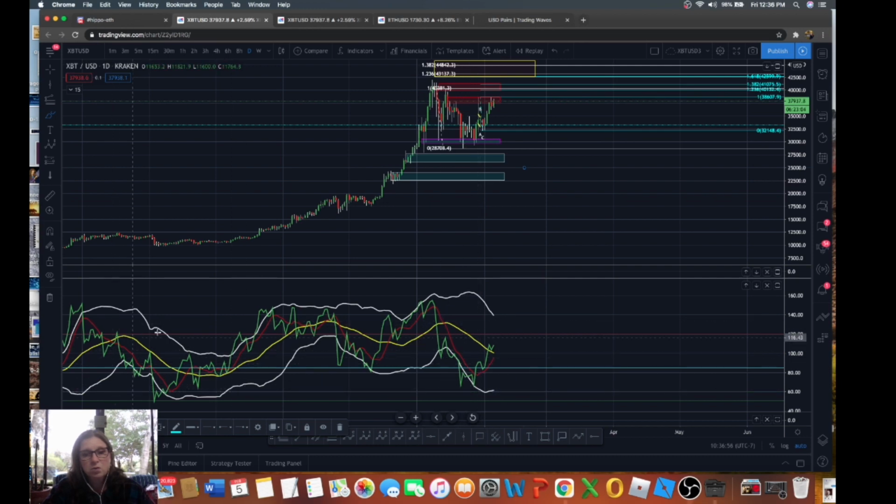This middle line gives you the movement, the direction of the market. So as you can see, as it turns up, we're moving up. As it turns down, we're in a correction. As it turns up, we're moving up. And as it turns down, we're in a correction. So right here on the daily, we're still in a downward turn. But the bands are very wide.